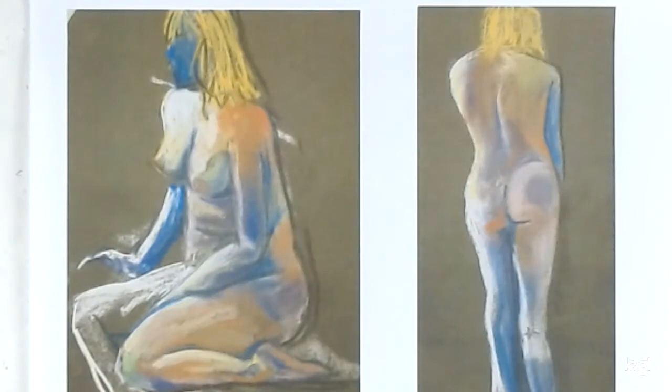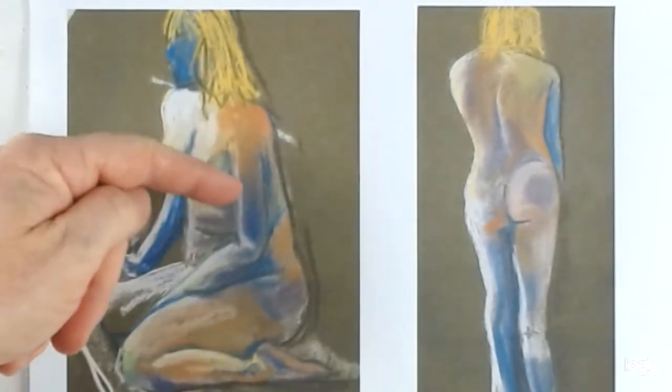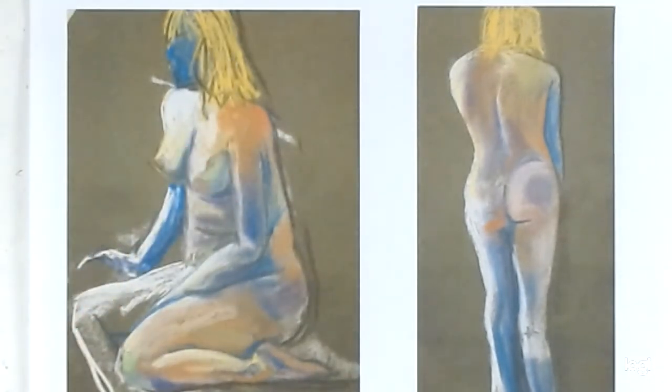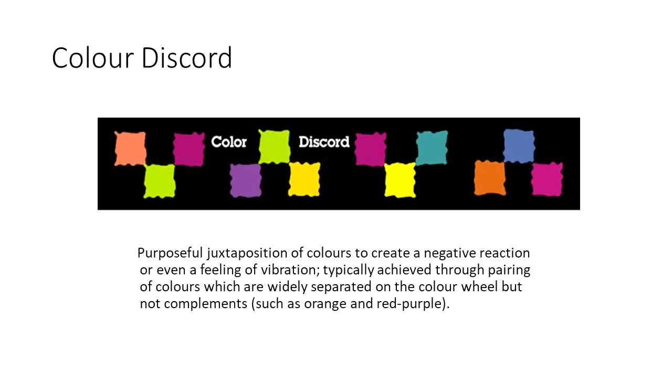Finally, we have colours which have been put together which are a little bit clashing. So this orange, purple and green together, those very strong combinations of different colours. It's what we call colour discord. So discord is putting colours together which don't really work together, they clash, so you get something which can be perhaps a little bit icky or seem a little bit strange and weird, which can be really useful in some pictures.